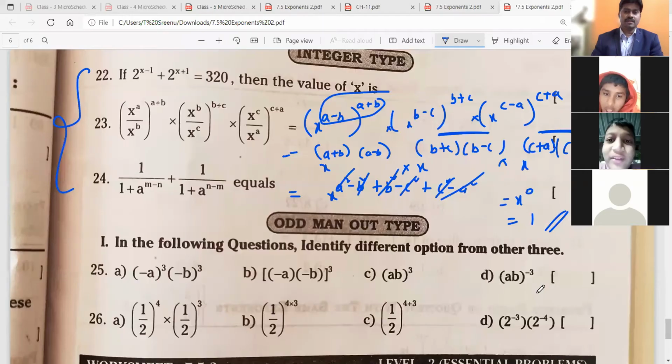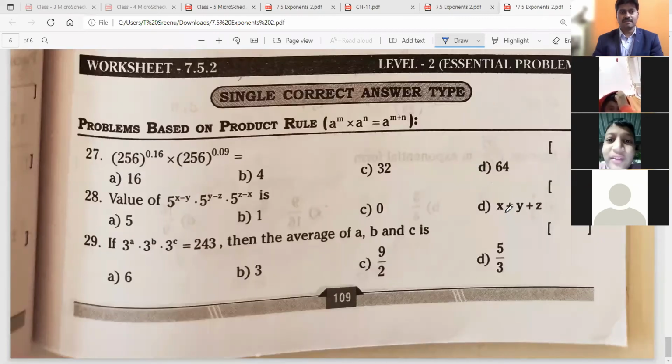Right, children, I'll open the next question. See, 27th, 28th, 29th. I'm giving the hints. Please try, children. 27th, Chaitanya. Okay, sir. I'm giving the hint: see, the formula is on.